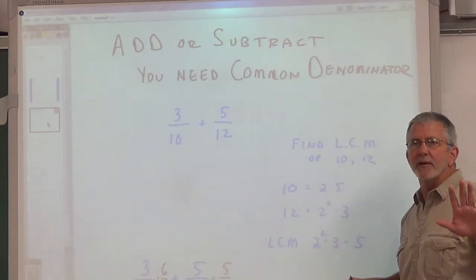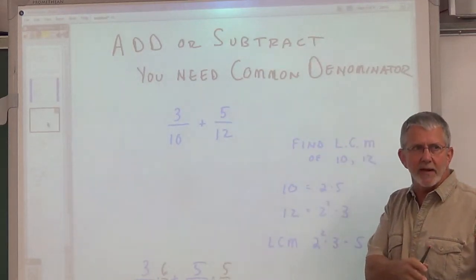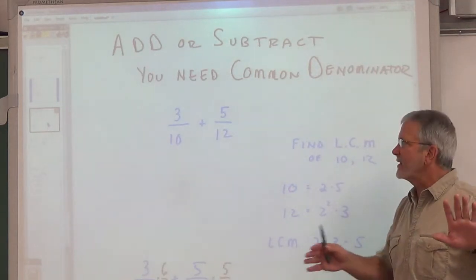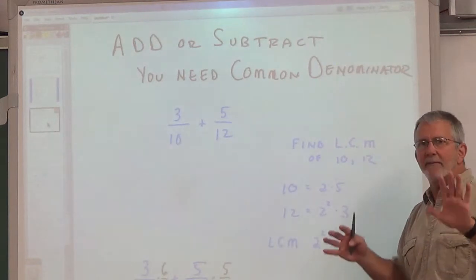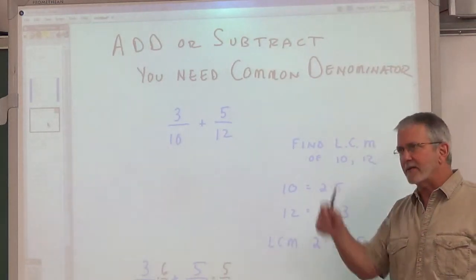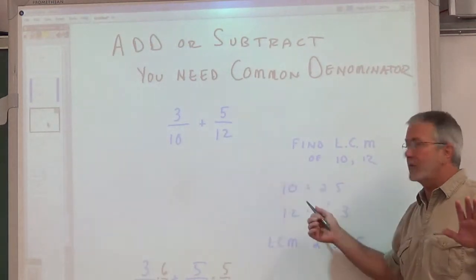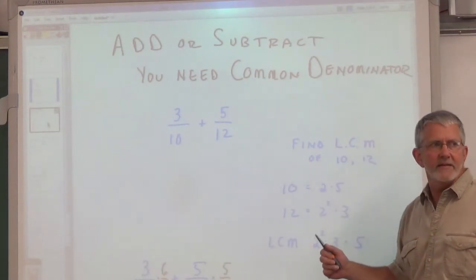Well, that's okay if you're doing numbers, not okay if you're doing algebraic expressions. So let's find the least common multiple of 10 and 12. How do you do that? Well, you take 10 and you do the prime factorization of 10. You've done that. Factor 2 times 5 is 10. They're both prime.